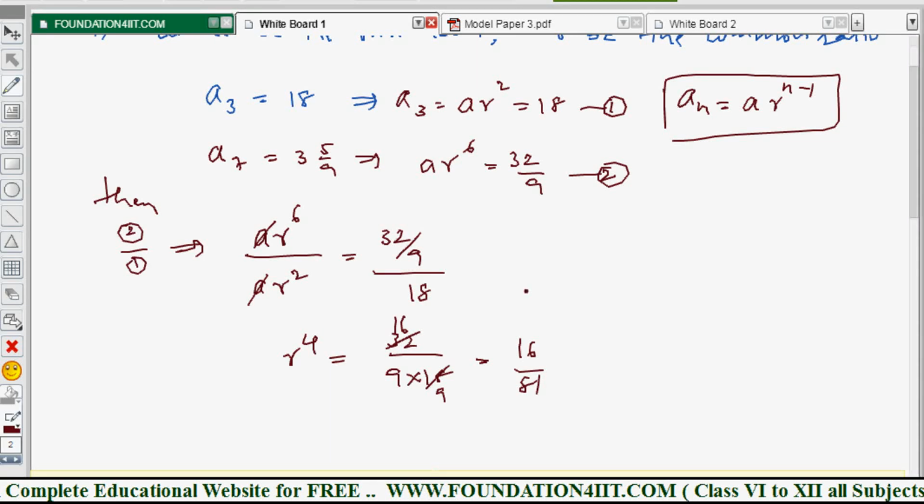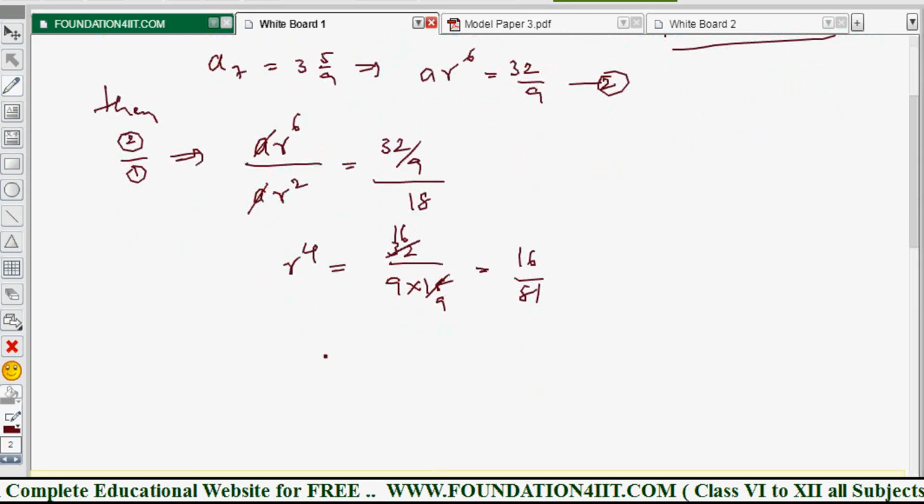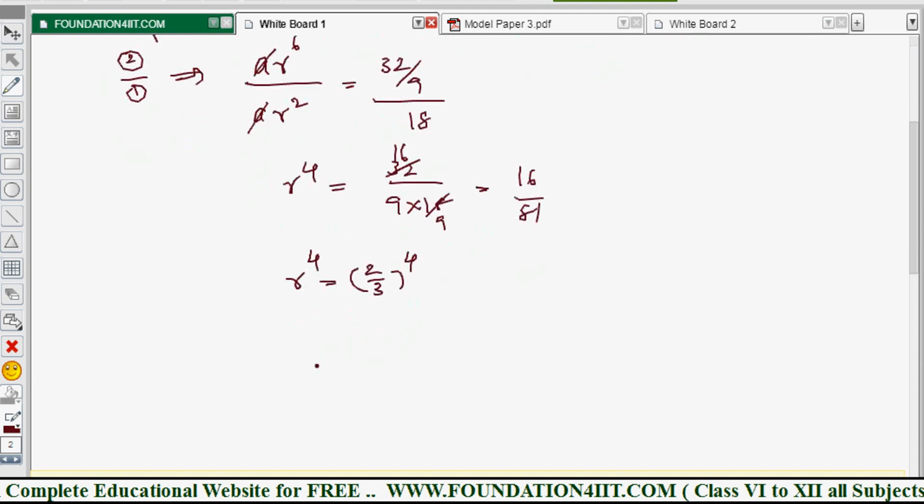So R to the power 4 is 16 by 81. Then 16 by 81 we can write as (2 by 3) whole to the power 4, because here it is R to the power 4. Make the power same and equate the bases. Then the common ratio R is equal to 2 by 3. Okay, we got the R value.